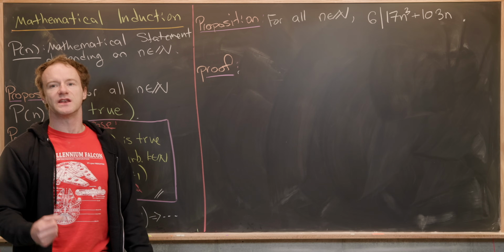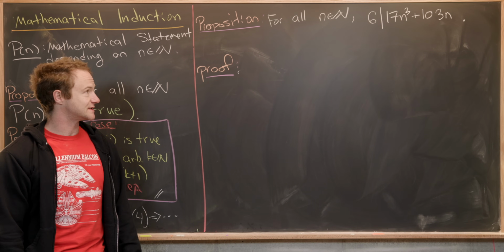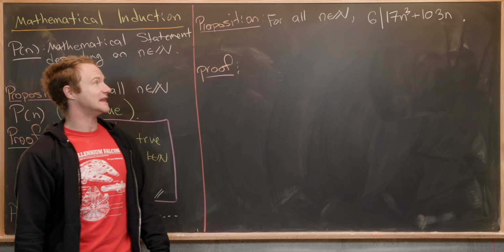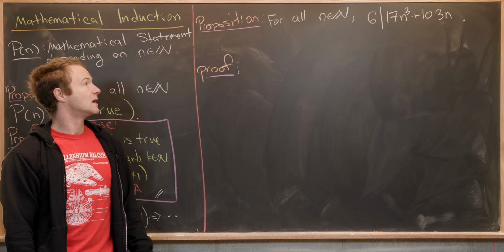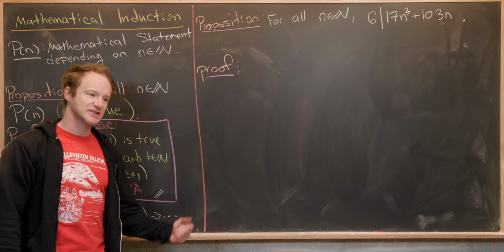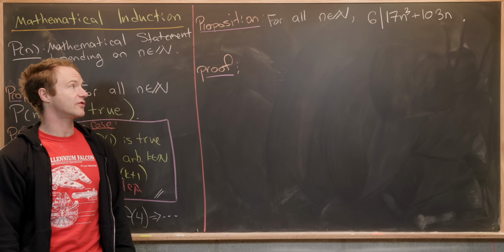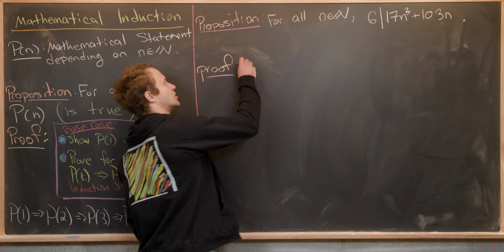Our next example is another divisibility example. So we want to show for all natural numbers n that 6 divides 17n cubed plus 103 times n. What I mean by 6 dividing that, just like in the last example, is that this 17n cubed plus 103 times n is a multiple of 6. So let's jump right into it.